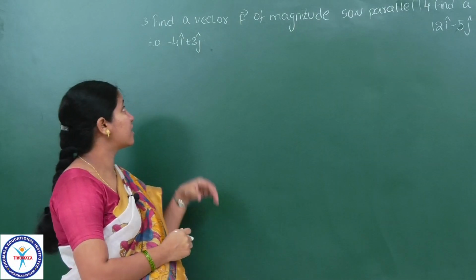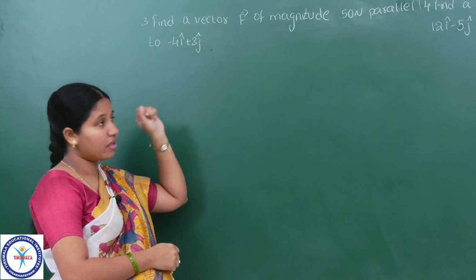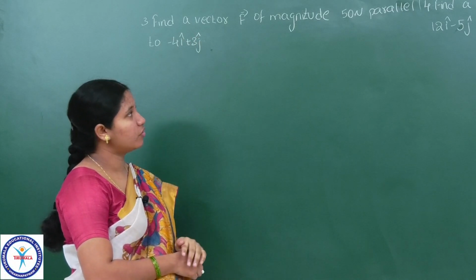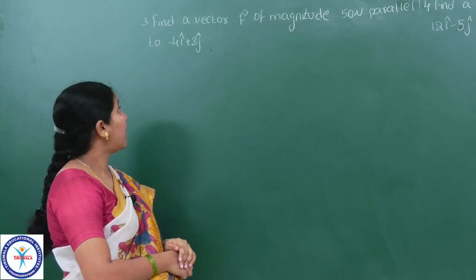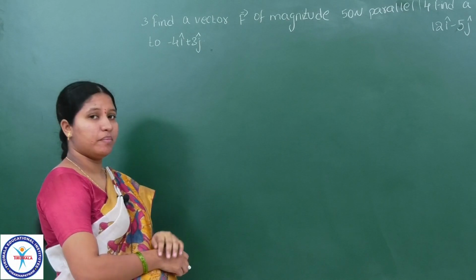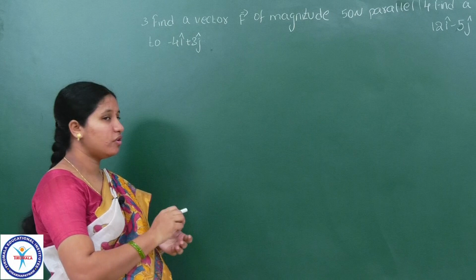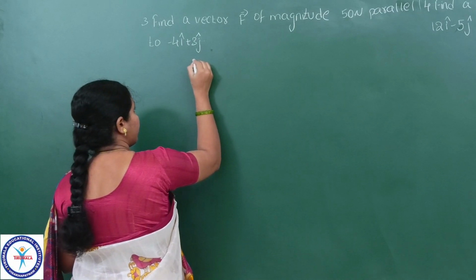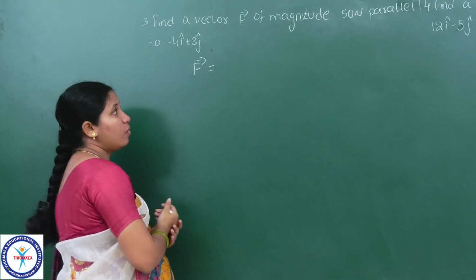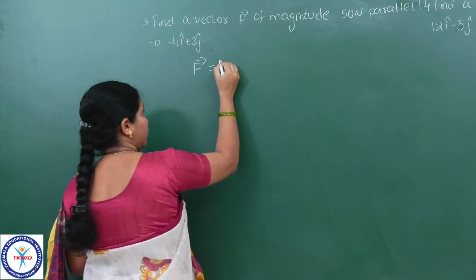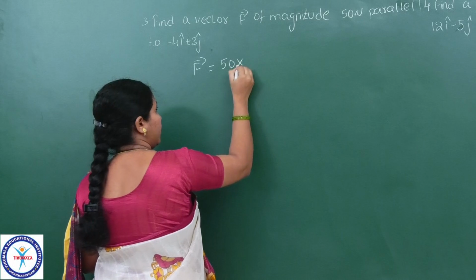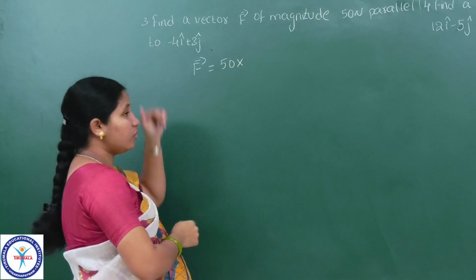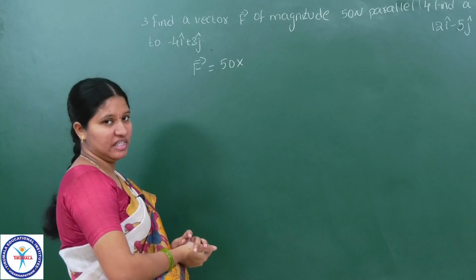Let us see the next problem. Find a vector F bar of magnitude 50 newtons parallel to minus 4i cap plus 3j cap. So we need to find a vector F bar. So F bar is equal to, what must be the magnitude? 50 newtons. So 50 into, and parallel to minus 4i cap plus 3j cap.